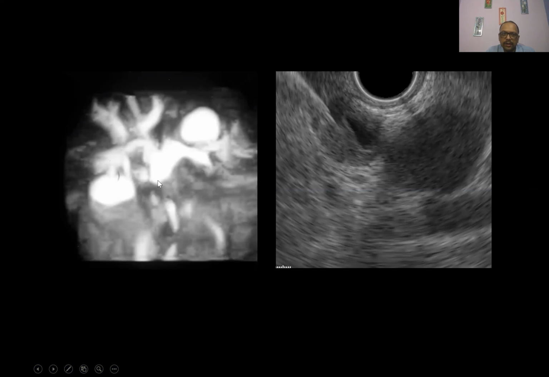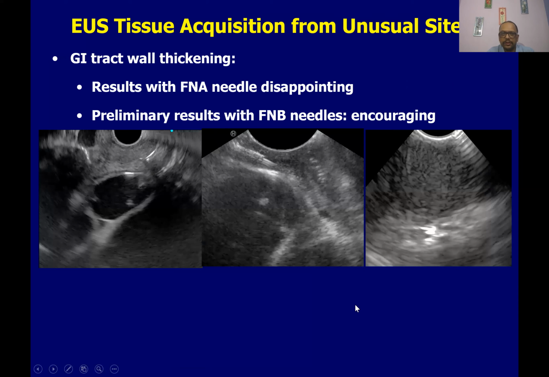Similarly, a patient with a hilar block, the confluence is patent. On EUS, we could identify the thickened CBD wall. Sampling could be done and identified as cholangiocarcinoma. Similarly, the tissue can be acquired from thickening anywhere in the GI tract, ranging from esophagus, stomach, and rectum. Initial studies with FNA needles from GI tract wall thickening were disappointing, but now we have preliminary results with FNB needles, and the results are encouraging even for tissue acquisition from thickened gastric or esophageal walls.